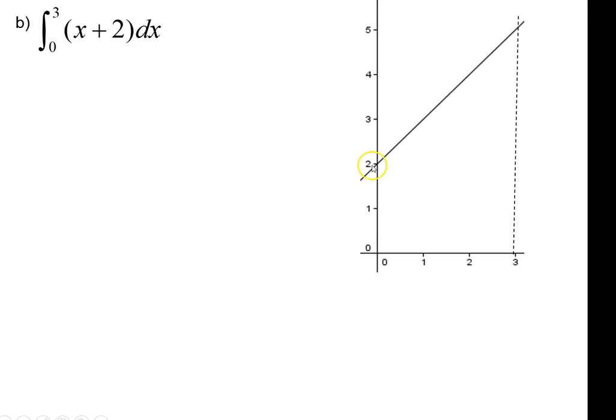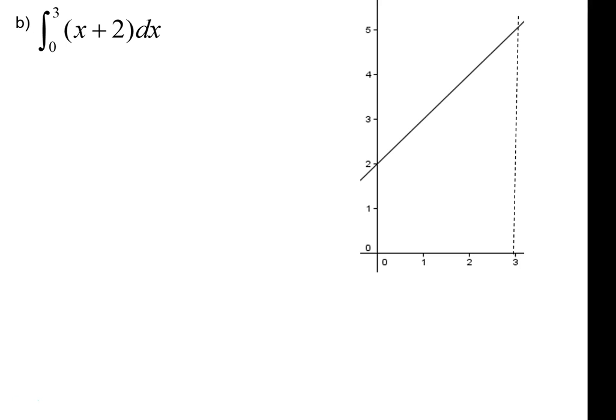Let's try another one. They want us to work with the integral of the function x plus 2 from 0 to 3. So let's make a sketch of this. And so we have a line with a slope of 1 and a y-intercept of 2. And so if we're going from 0 to 3, what I want you to observe is that we have a trapezoid here. Because it's a regular figure, we can go ahead and find the area using geometry. And you may not remember the area of a trapezoid.